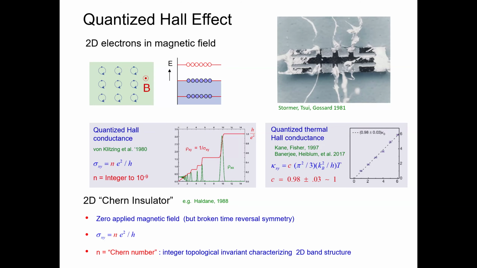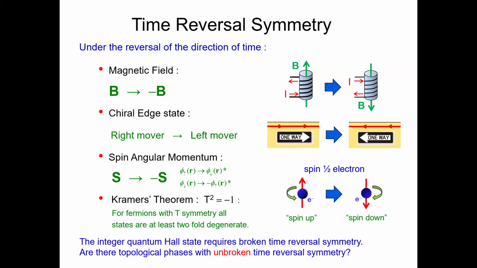What I want to do is move on and talk a little bit about time reversal invariant topological superconductors or topological insulators. So the problem is, in order to have this one-way edge state, it is essential that you violate the symmetry under the reversal of the direction of time.